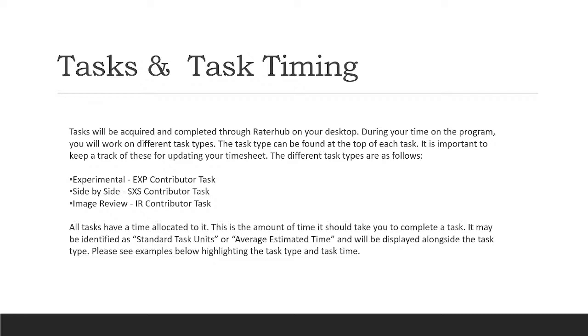So you'll see experimental. It'll say experimental EXP contributor task. Side by side is SXS, and image review is IR. All tasks have a time allocated to it. So this is the amount of time it should take you to complete a task. It may be identified as standard task units, STU, or average estimated time, okay, and will be displayed alongside the task type. Please see examples.